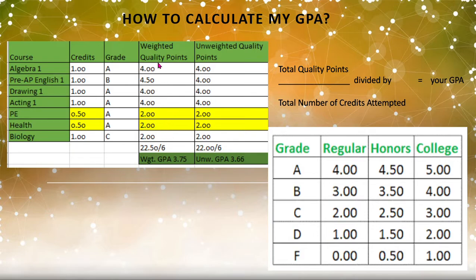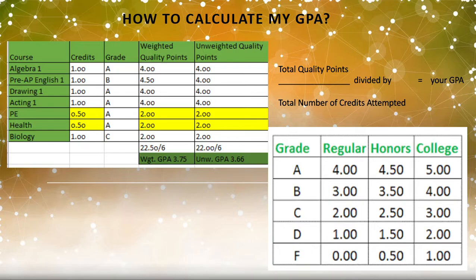And then you just add up your points and divide by the number of credits attempted, which is 6, and the student's weighted GPA is 3.75. Now over here, their unweighted GPA ignores the fact that this English 1 is in this center column, weighing in as an honors course. So it's only awarding 4.0 points. So this student's unweighted GPA would be 3.66.